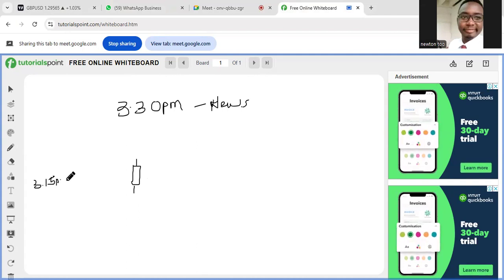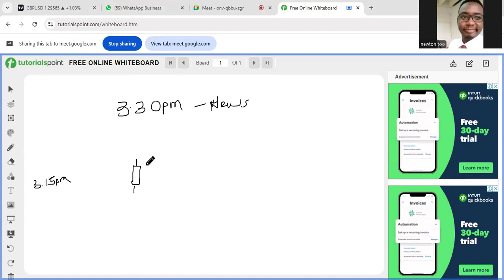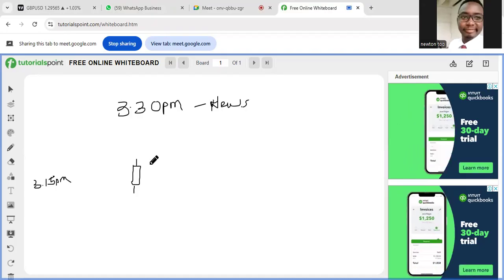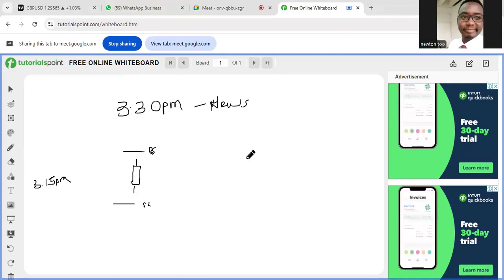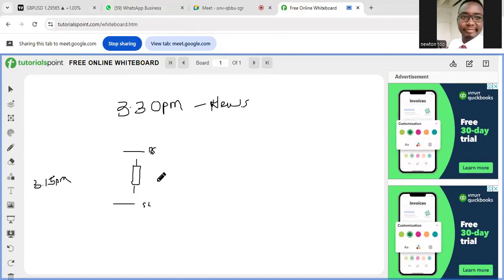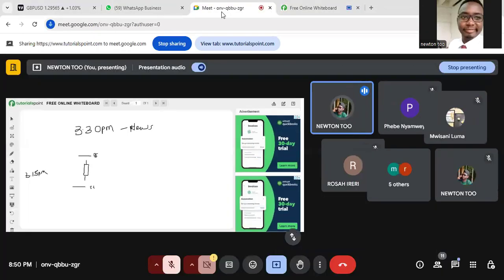At 3:15 p.m., what you should do is set a buy stop at least 2 pips above it and a sell stop 2 pips below. Then for the stop loss, you can set it below here. Then you just wait for the news to occur.